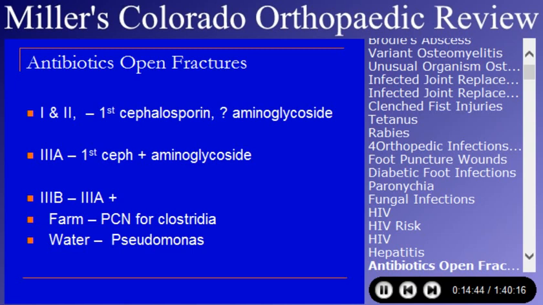In 3Bs, the mechanism of the injury needs to be thought about. If it is a horribly contaminated wound with soil and the like, then the addition of gram-negative coverage for Clostridia is recommended. And if it is an injury that occurs in water, then consideration of Pseudomonas coverage should be considered.